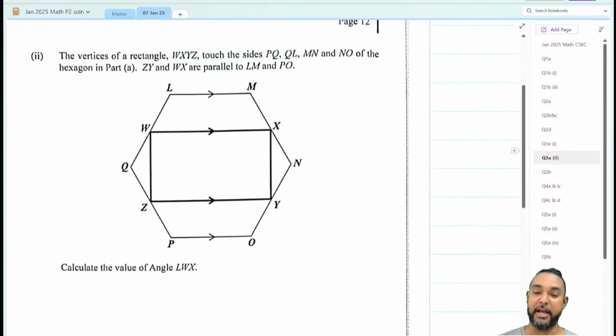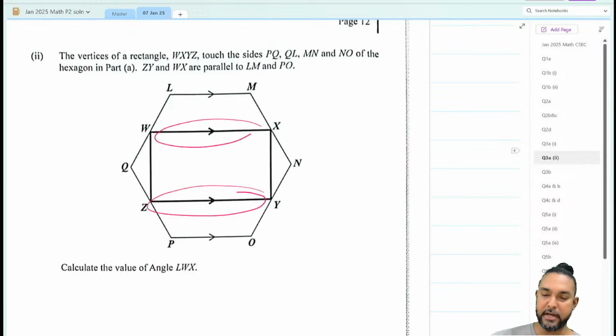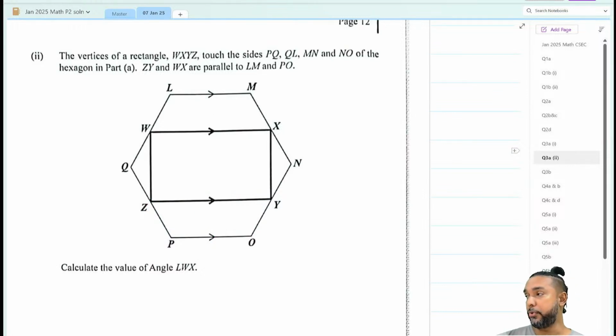So I took a look at this and I'm like, what's going on here? The vertices of a rectangle, W, X, Y, and Z touch the sides PQ, QL, MN, and NO of the hexagon in part A. ZY and WX are parallel to LM and PO. So we have parallel lines, all right, which always gives rise to the possibility for what the answer for the first question in the battery is, 3. Yeah, that's correct.